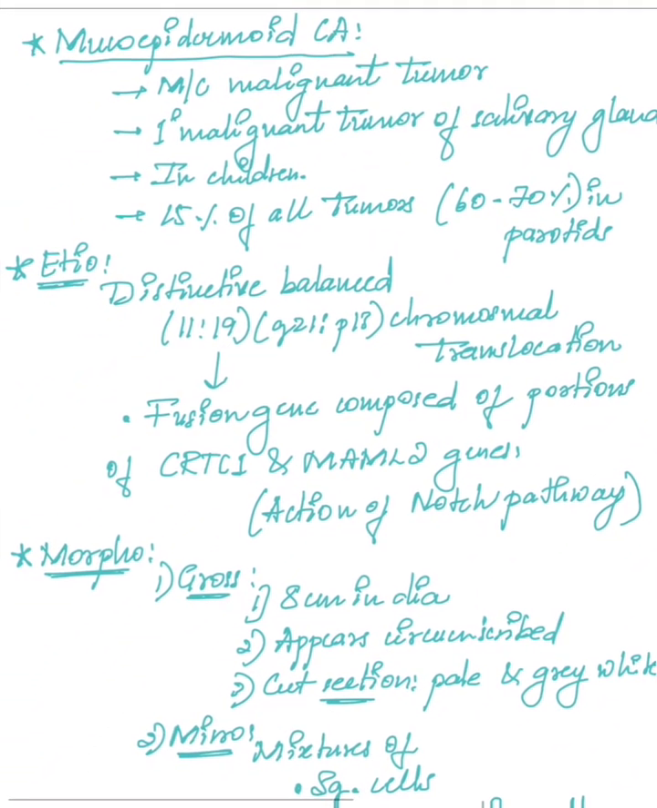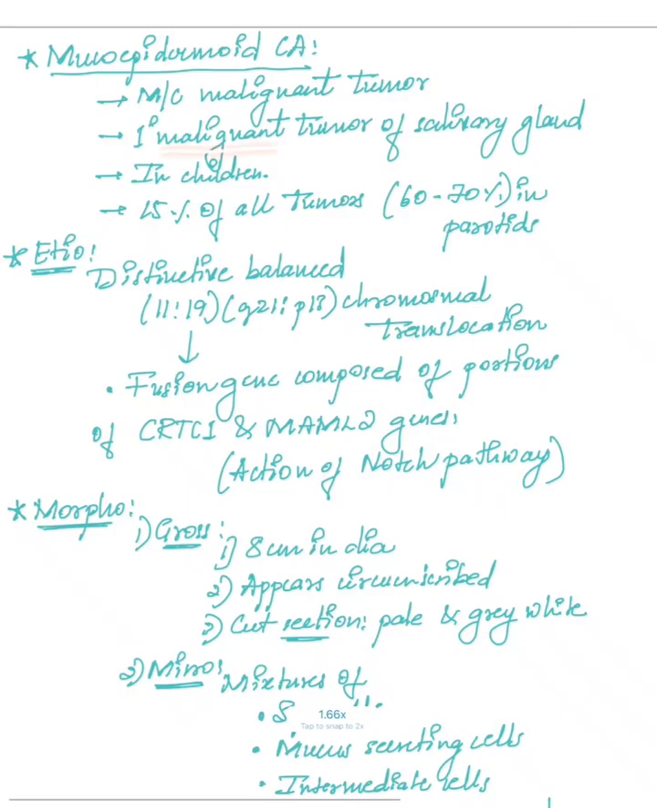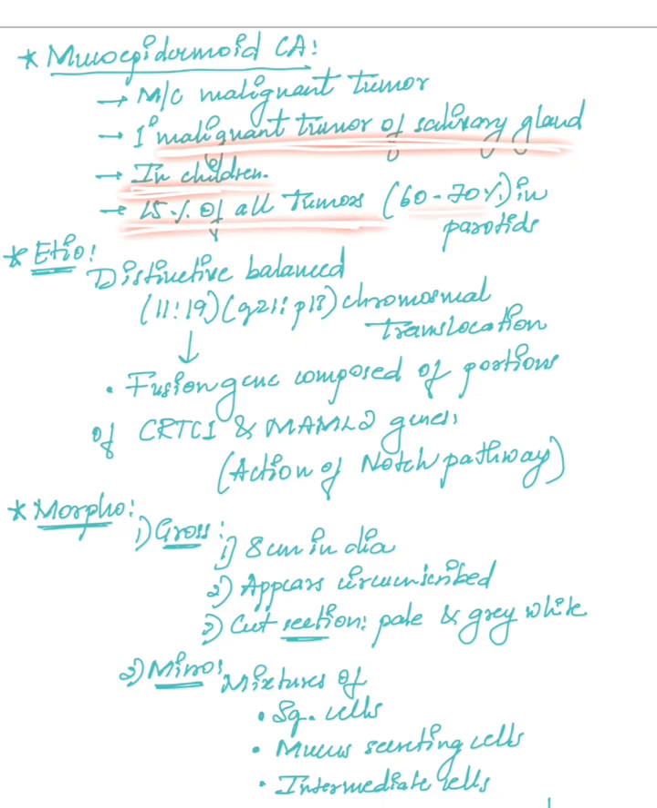Now, the next tumor is mucoepidermoid carcinoma. It is the most common malignant tumor. Remember, it is not benign, it is malignant. It is the primary malignant tumor of the salivary glands. It is primarily seen in children. It accounts for 15% of all tumors, and 60 to 70% occur in the parotid gland. Most importantly, it is seen in the parotid glands compared to the submandibular or any minor salivary glands.